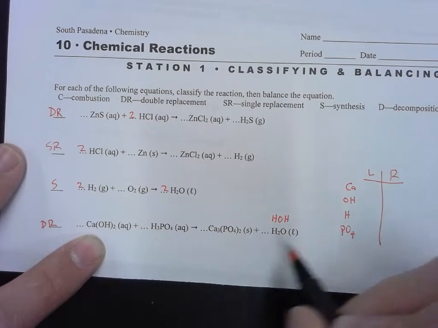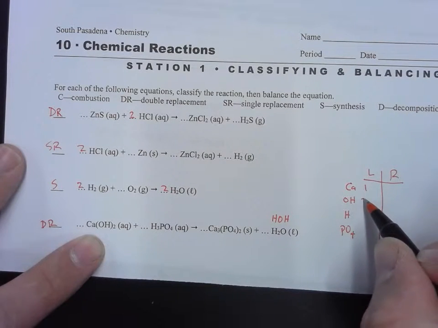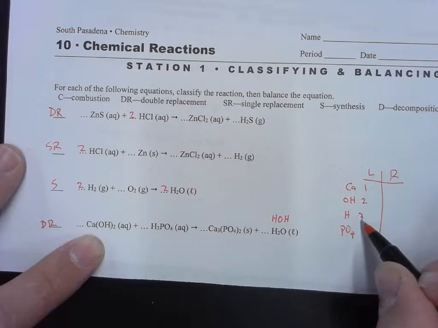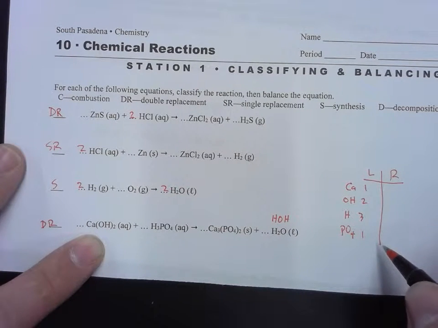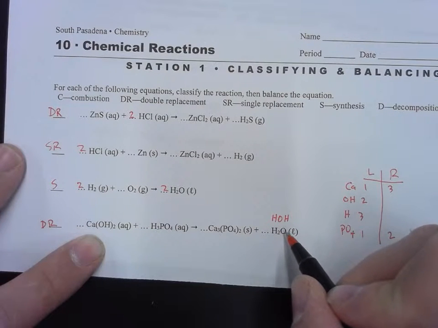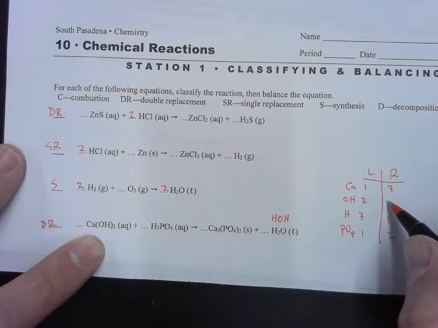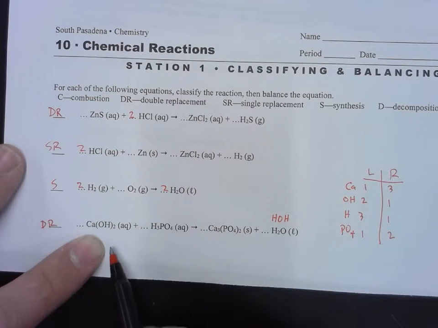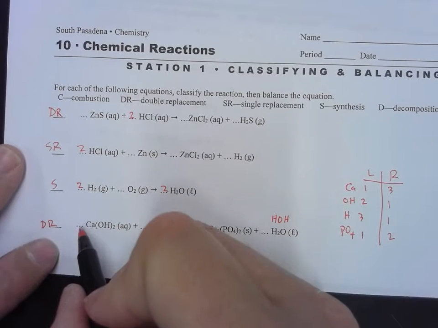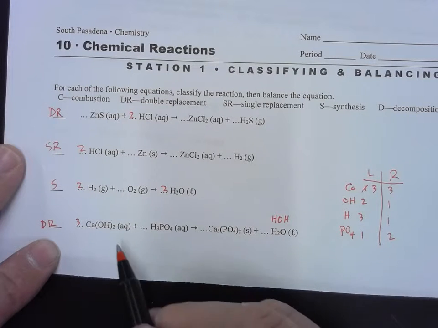If I start with the calcium now, I've got 1 calcium here, 2 hydroxides, 3 hydrogens, and 1 phosphate. And on the right I've got 3 calciums, 2 phosphates. I'm rewriting water like this now, so I've got 1 hydrogen and 1 hydroxide. I'm going to start with my calcium, balance out the calcium, so I'm going to put a 3 there. So now I've got 3. That gives me 6 hydroxides.